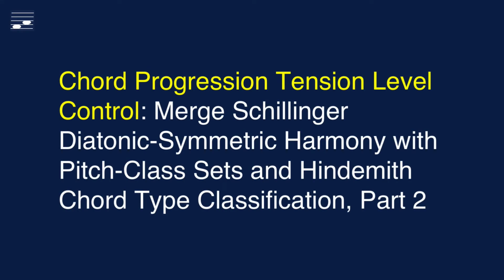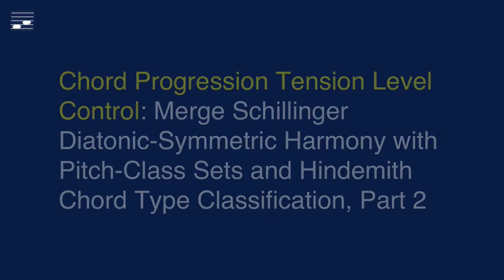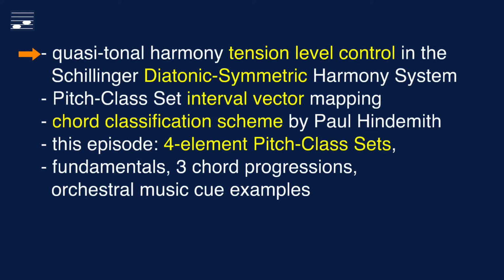Hello, this is part 2 in the tutorial series on using pitch class sets in the diatonic symmetric harmony context with chord tension level control. I will discuss chord progressions in the Schillinger Diatonic-Symmetric System, where the chord structure pool has been enriched with pitch class sets after mapping these onto the Hindemith chord classification scheme. This episode focuses on tetrachords and I'll discuss fundamentals and show examples.